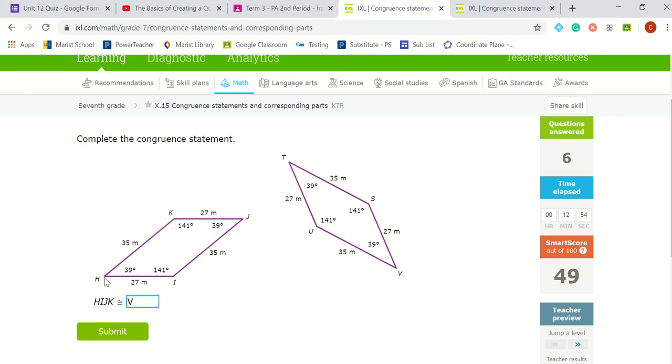To get from H to I, we have to travel down the 27-meter side. So we started at V, and we're going to travel down the 27-meter side to get to S. So S comes next. Okay, and then after I comes J. How do we get from I to J? We have to travel down the 35-meter side. So from S down the 35-meter side, we get to T. Okay, and then the last has to be U. So U is last. Another congruency statement.